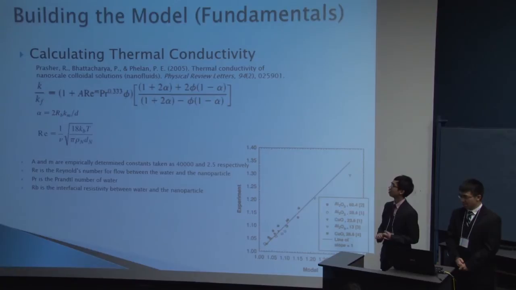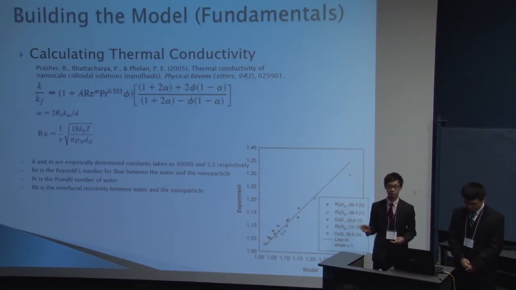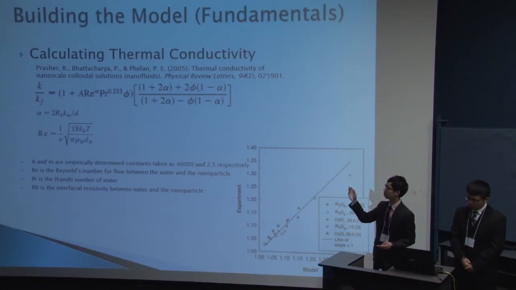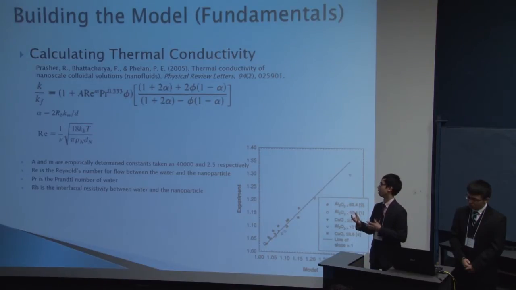And the final and most important property is thermal conductivity. In 2005, the Prasher Research Group modeled the heat conductivity of nanofluids within solution. And using very many different properties of the nanofluid and of the fluid matrix and the nanoparticle, respectively, as well as how they interact, such as the Reynolds number of the flow between the water and the nanoparticle.